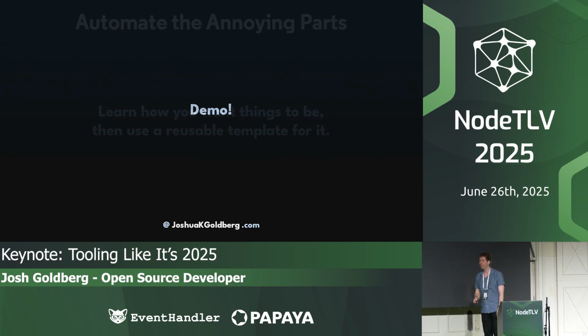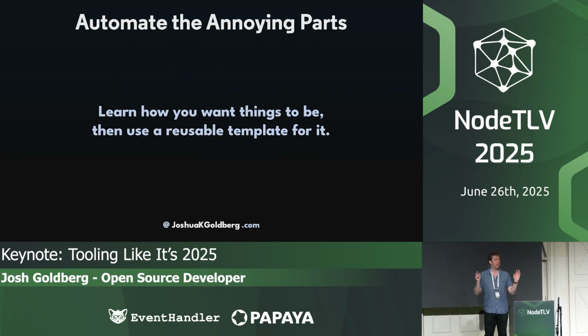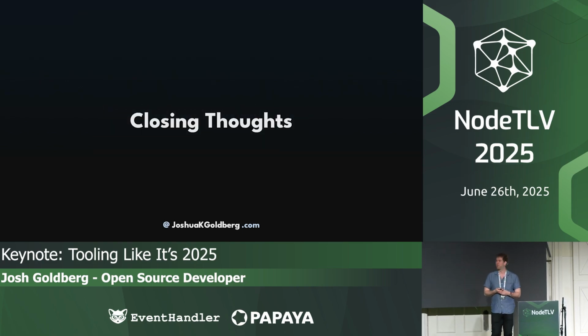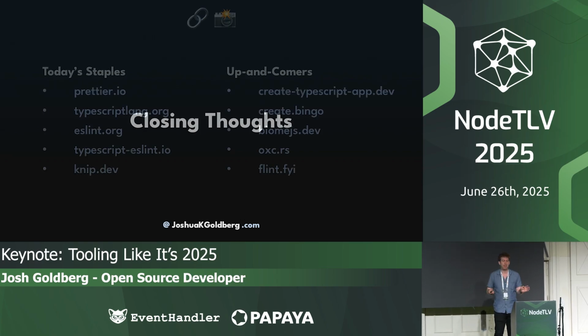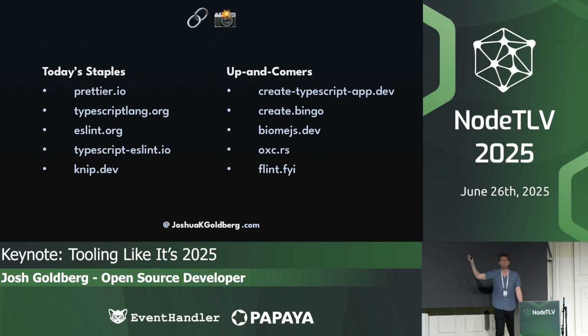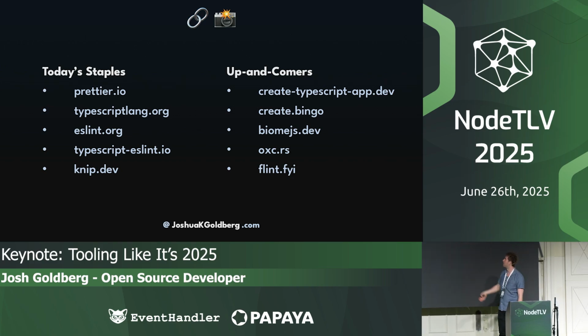All right, so the conclusion there is automate the annoying parts. Learn the types of tooling and things that you want or don't want and make a template for it. Or just use Create TypeScript App. I'm over time, so I'm just going to close with a few thoughts. For starters, if you wanted to take a photo of something that has resources, this is the slide to do that. I'll wait until I see hands no longer going up. There are a bunch of awesome staples, mainstays, Prettier, TypeScript, ESLint, and some new fun ones like Create and Biome.